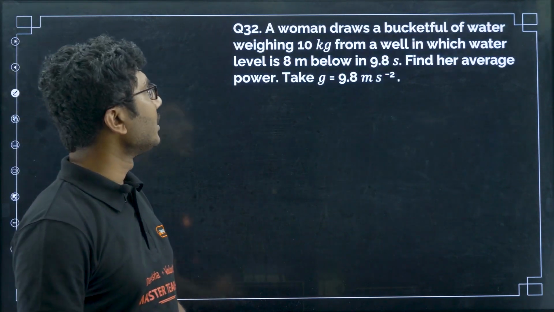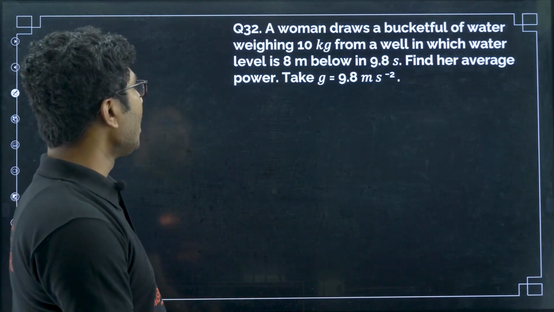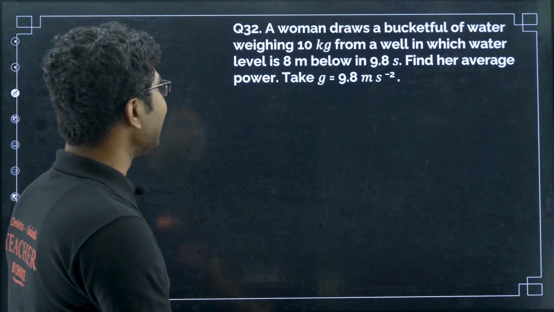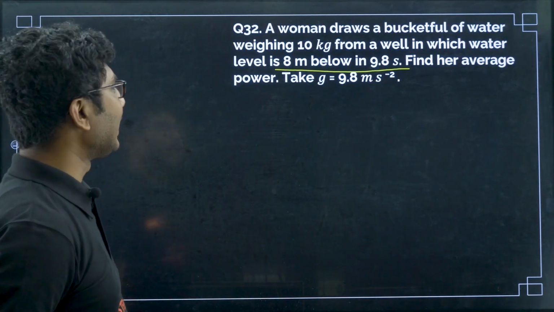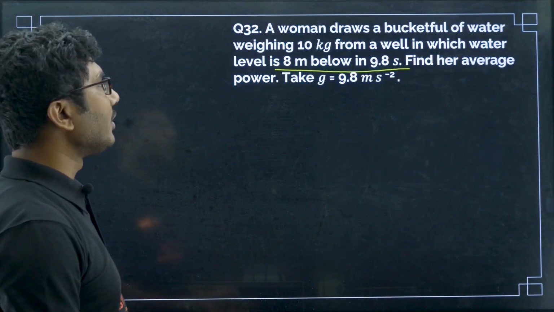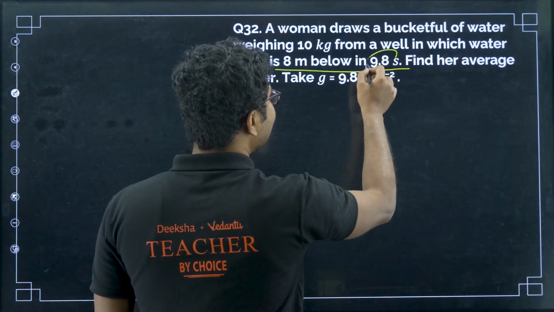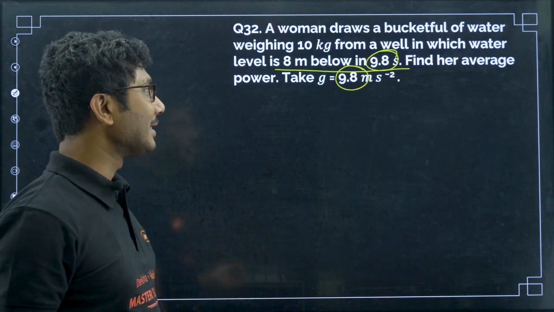Now question number 32. A woman draws a bucket full of water weighing 10 kg from a well, whose water level is 8 meter below, in 9.8 second. Find her average power. Take g is equal to 9.8 meter per second squared. So as you can guess, this 9.8 and this 9.8 will definitely cancel. That is why they have given you this particular value.